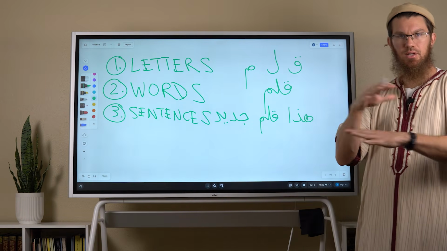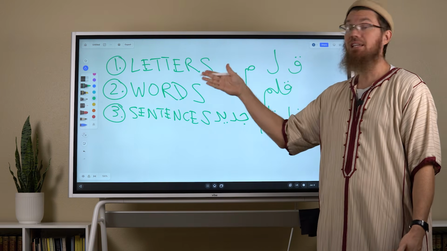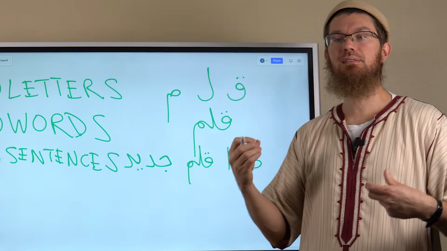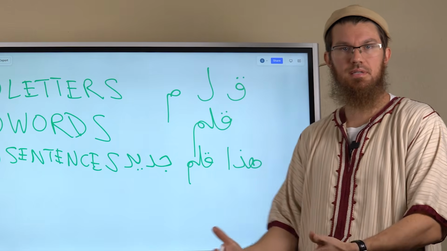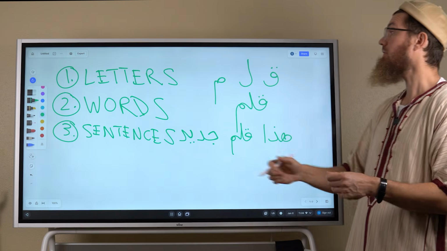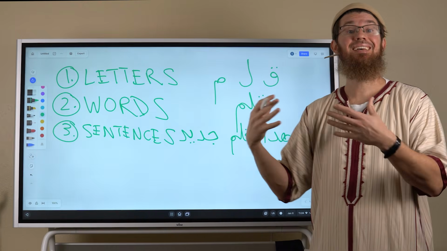So once you understand learning the Arabic language, it just consists of these 3 steps. Inshallah, you'll realize it's very attainable. Now you have an overall idea about what it's going to consist of. And in this course, we're going to start with step 1, learning the Arabic letters.